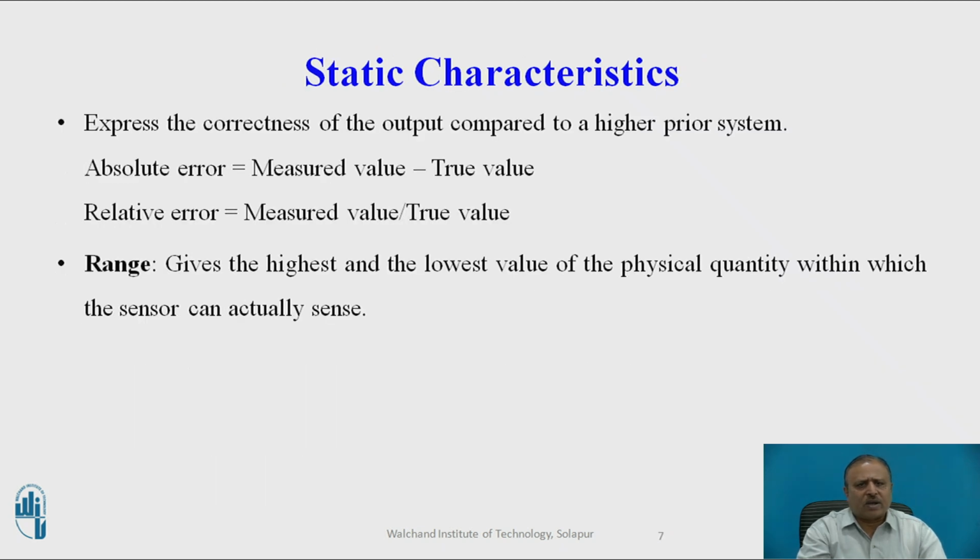It expresses the correctness of the output compared to a higher priority system. Absolute error is equal to measured value minus true value. Relative error is equal to measured value divided by true value. The range is another characteristic that gives the highest and lowest value of the physical quantity within which the sensor can actually sense.